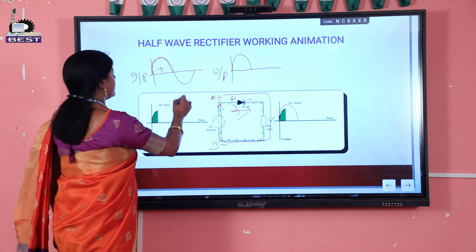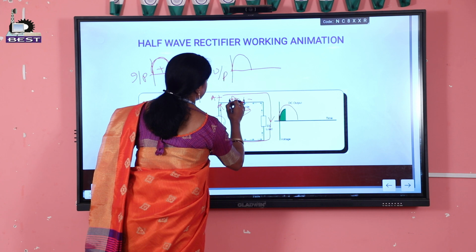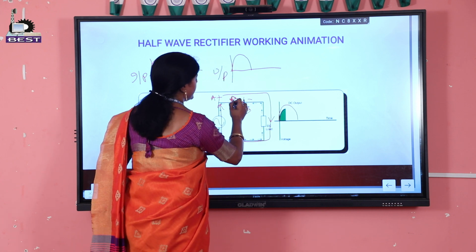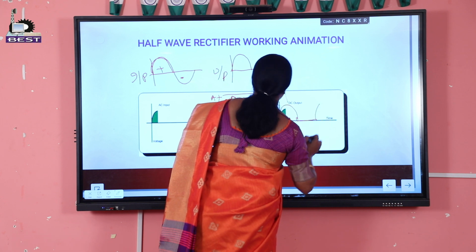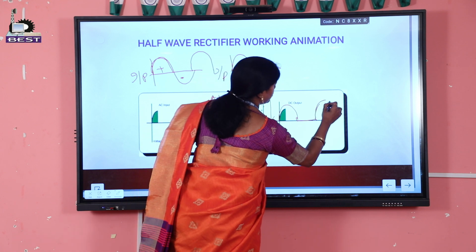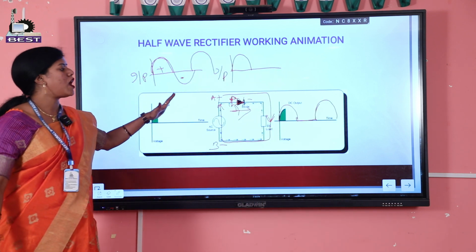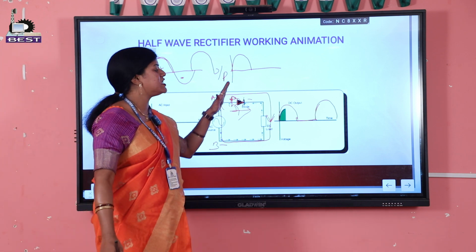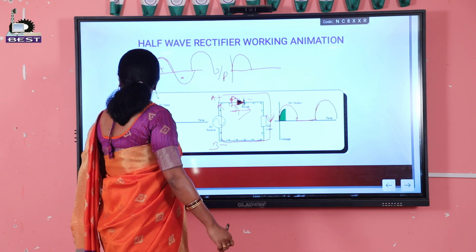During the negative half cycle, what will happen? The diode is in reverse biased condition. That means the diode is off, so we will not get the output across the load resistor. Again, in the next positive half cycle, we get the output across the load resistor. In this way, in the case of a half wave rectifier, we get a discontinuous DC output across the load resistor.